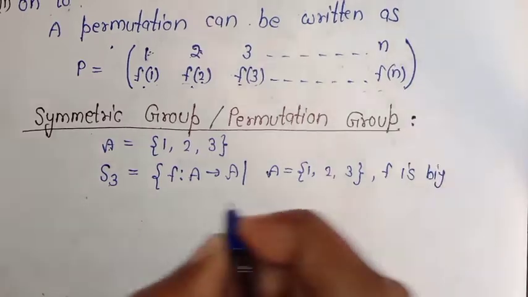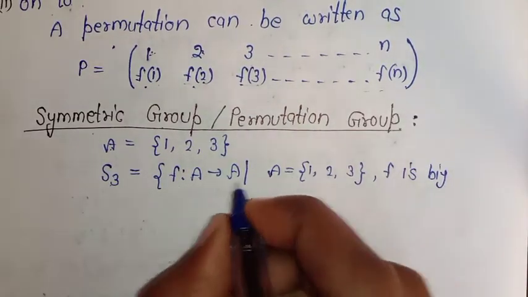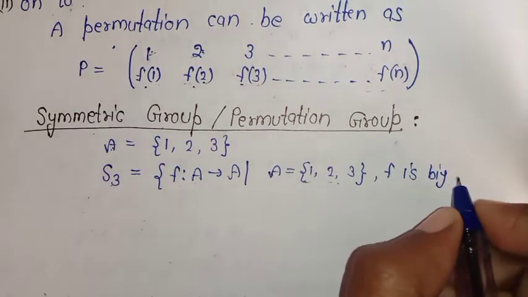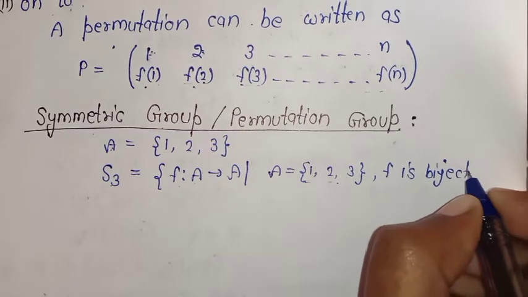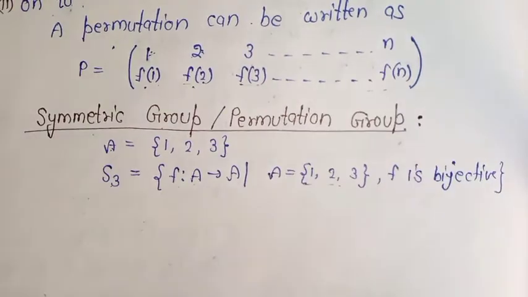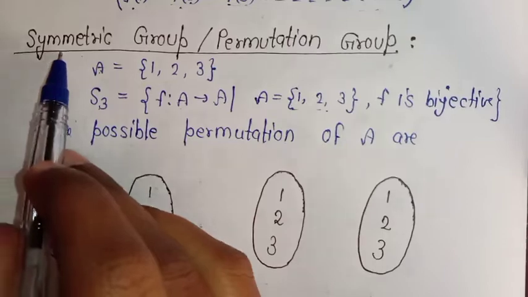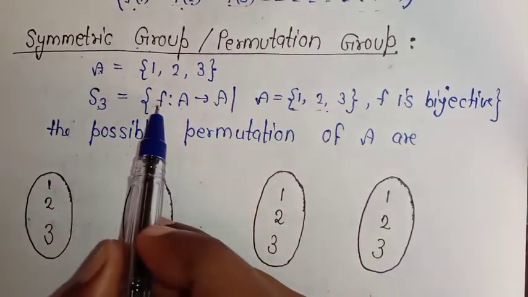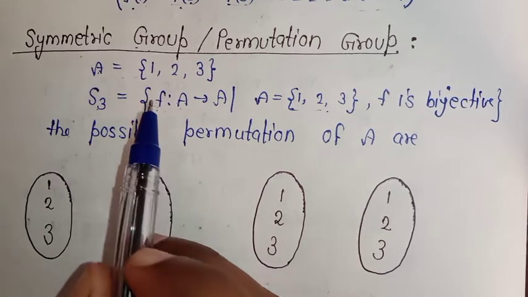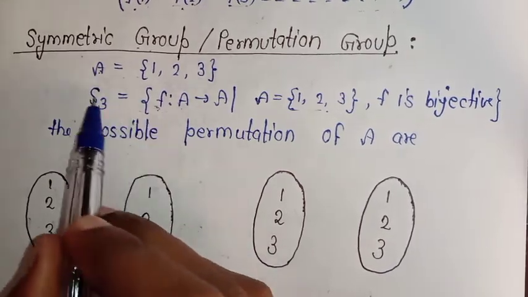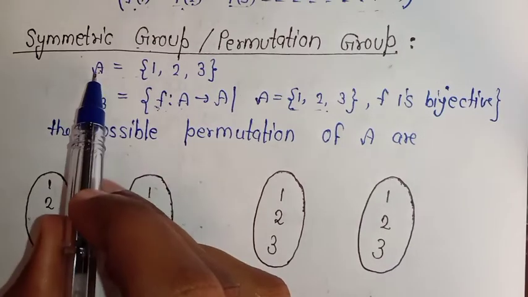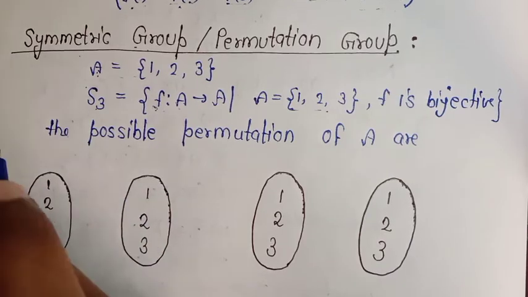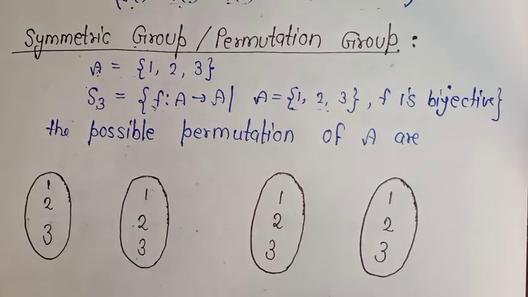So we have to choose all those mappings whose set is A, that is, its elements are coming from 1, 2, 3 and f is bijective in this case. And the set of permutations of A forms a group under function composition, that is, under the composition of these functions, this set forms a group. If it is forming a group, it must have an identity, it must have other elements, and all the properties of a group are satisfied. So we will see what the properties are.